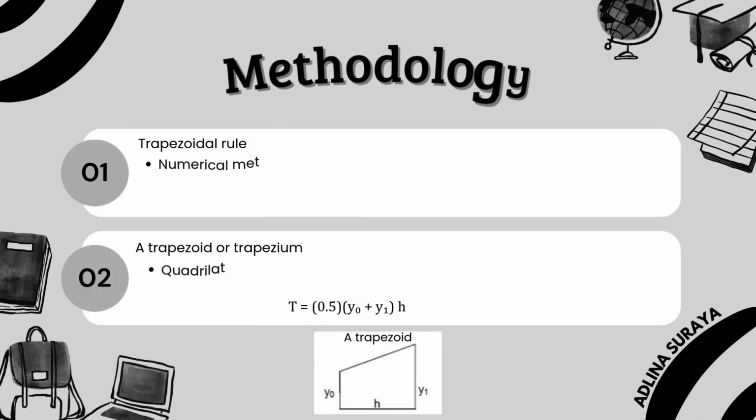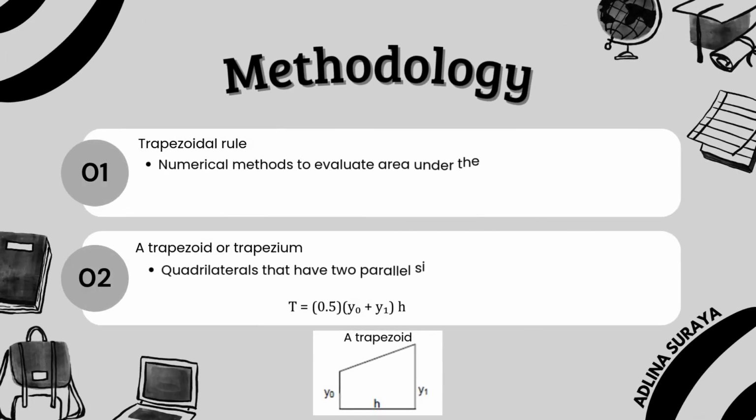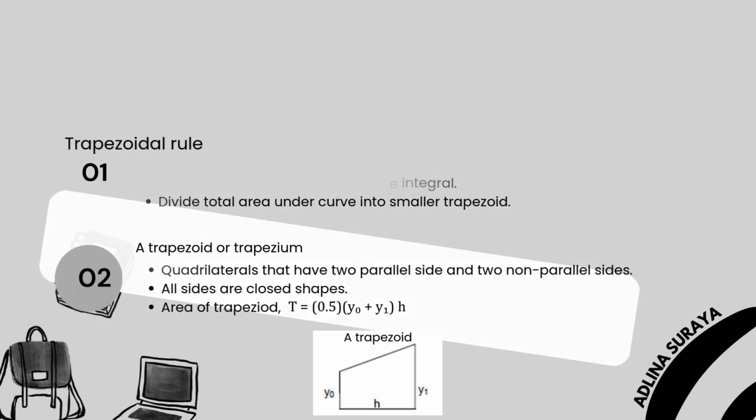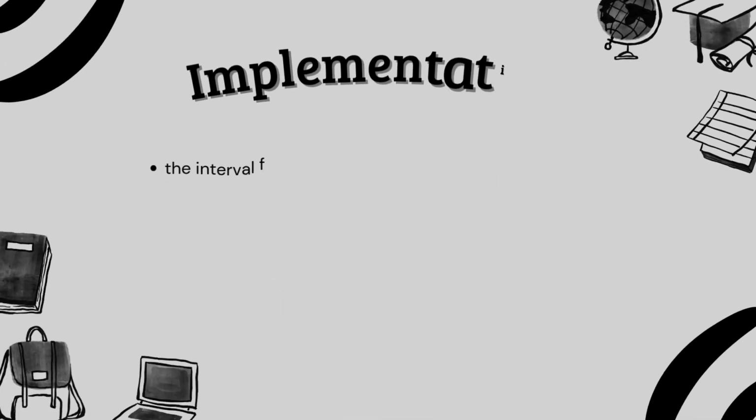A trapezoid or trapezium is defined as a quadrilateral that has two parallel sides and two non-parallel sides, but all four sides form a closed shape. The area of a trapezoid is denoted as D, equal to half of the sum of the parallel sides multiplied by the distance between them. Next is implementation.